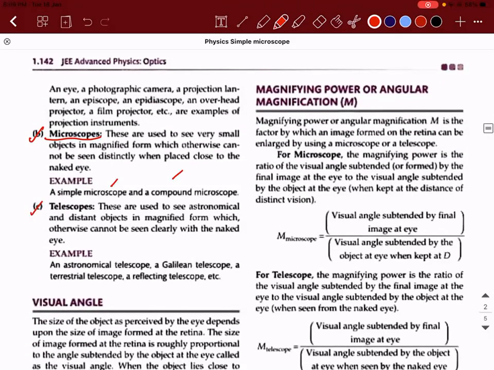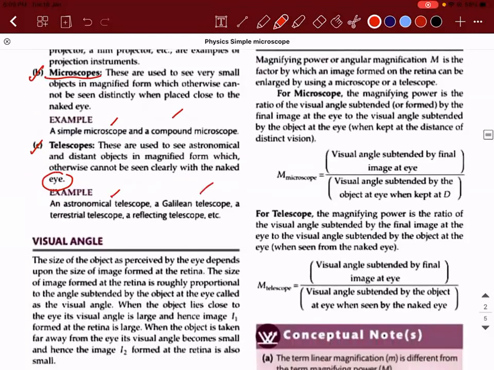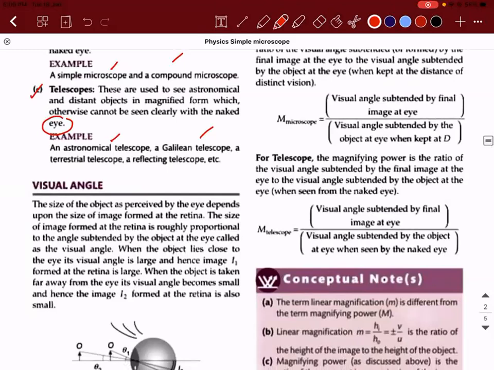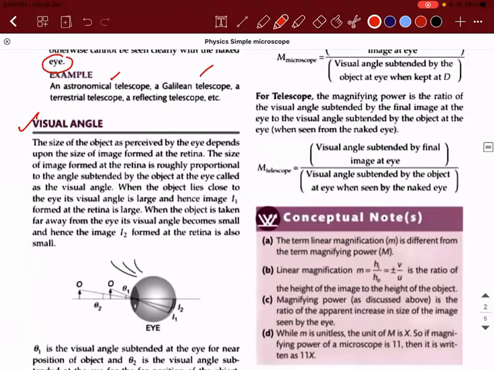Similarly, the last device that you have is a telescope. A telescope is basically used for looking at astronomical and distant objects. You look at them in magnified form, which otherwise cannot be seen with the naked eye. Generally we use an astronomical telescope, a Galilean telescope, a terrestrial telescope, a reflecting telescope, etc. All these fall under the category of telescope, which is mainly used for viewing objects at a greater distance. Before we start studying these optical instruments, there are certain terms you need to understand, one of which is called the visual angle.